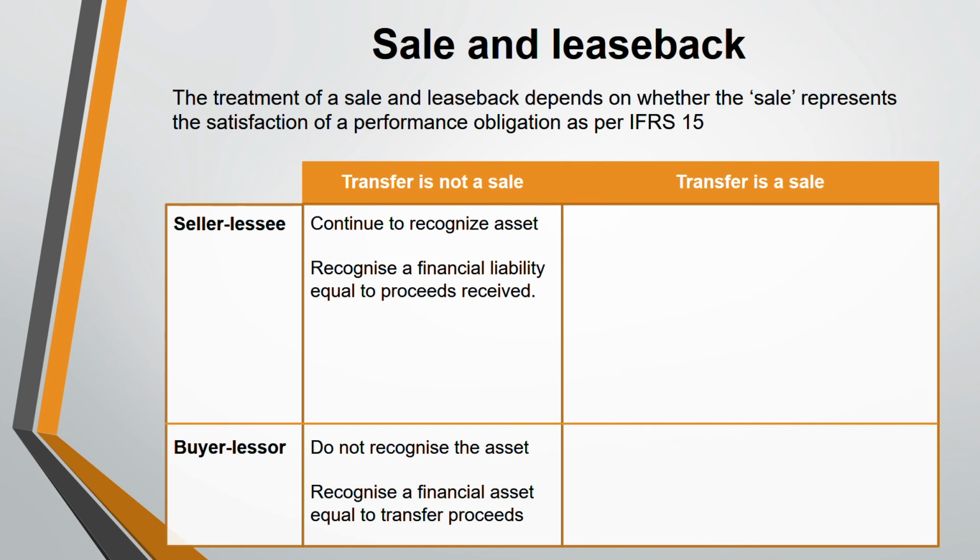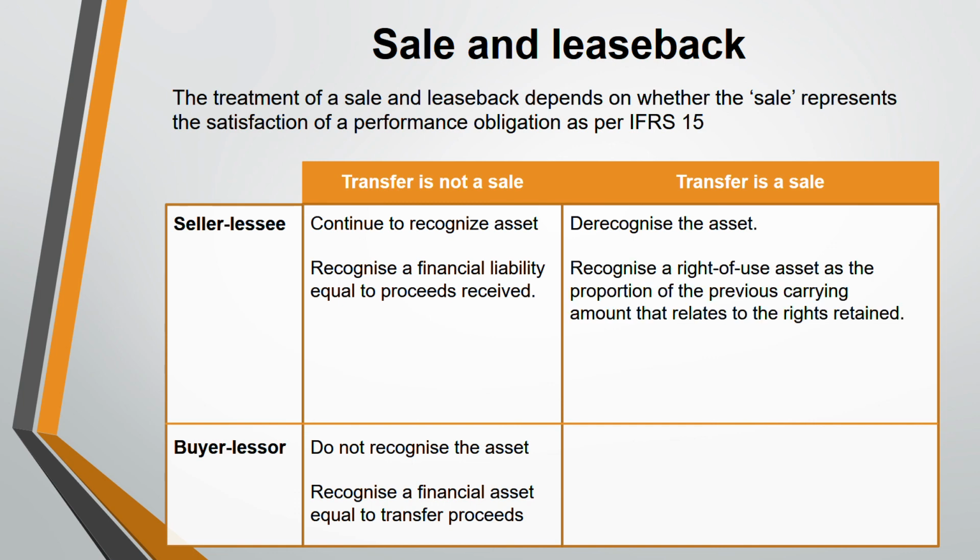Coming to the transfer, if the transfer is a sale, what is the lessee going to do, what is the lessor going to do, seller and buyer? So remember, he is going to de-recognize the asset now. Why? Because now it's a sale. So the seller is going to de-recognize. That means the buyer is going to recognize the asset. But we'll go to the buyer later. First, let's finish the seller part.